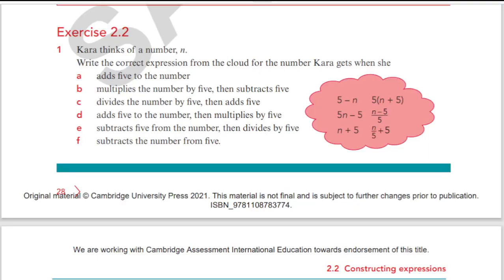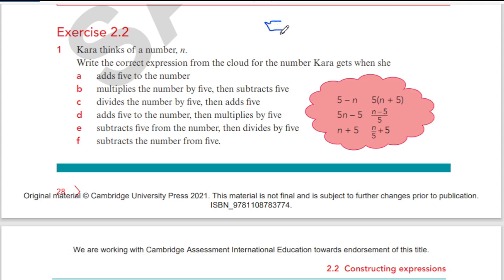Hello, Assalamu alaikum everyone. Today we will start our second exercise of unit number 2, which is constructing expressions. In this exercise, we will learn how to construct an expression. For constructing an expression, first we need to know what an expression is.